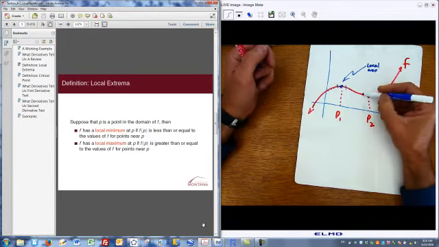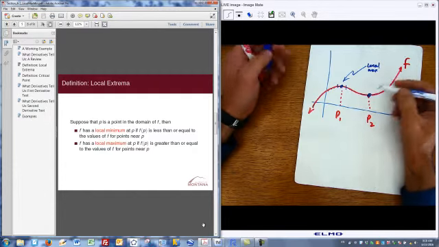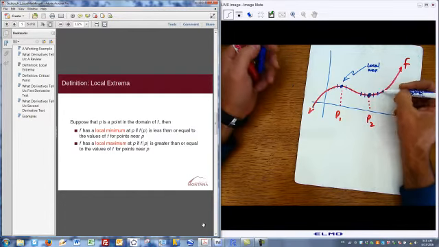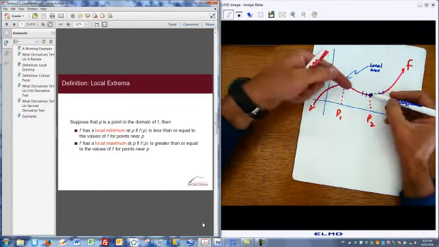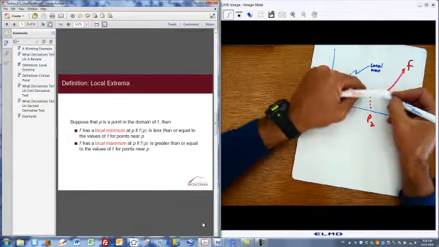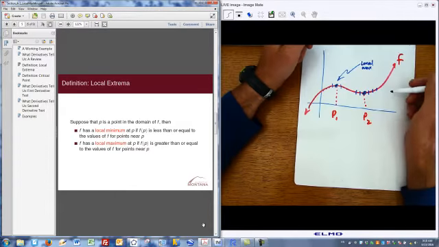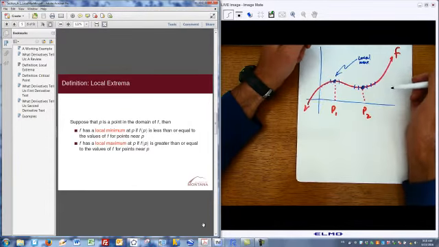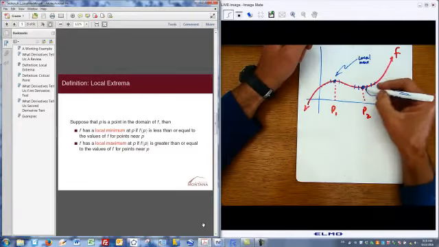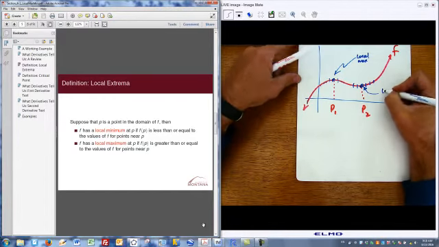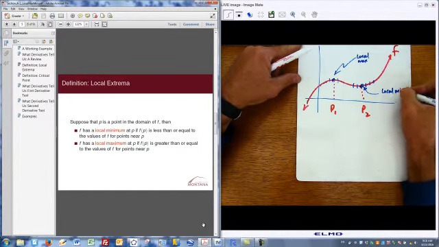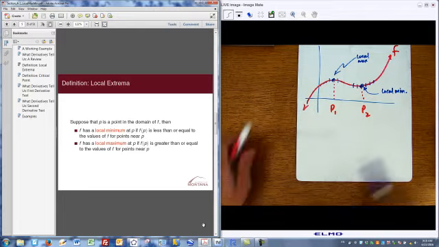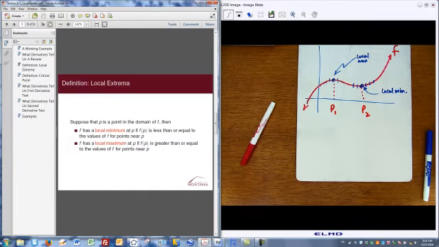The values of the function near P2 are all greater. If we look at the values of the function around this particular spot, then those values are all higher than f of P2. So here we'd think of this one as a local min. Okay, so that's the idea, or local extrema.